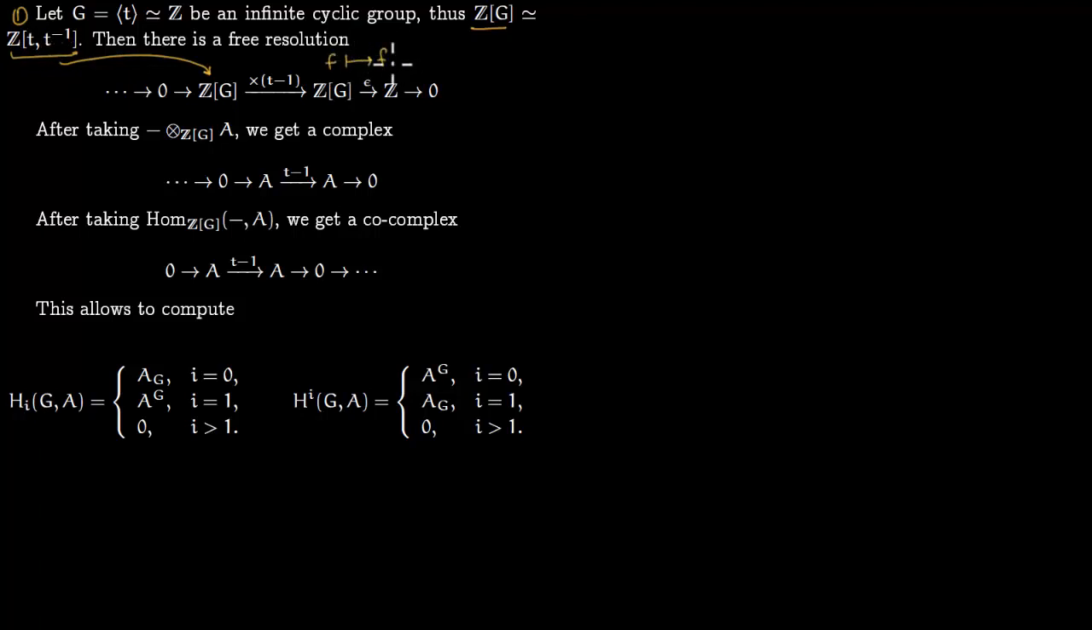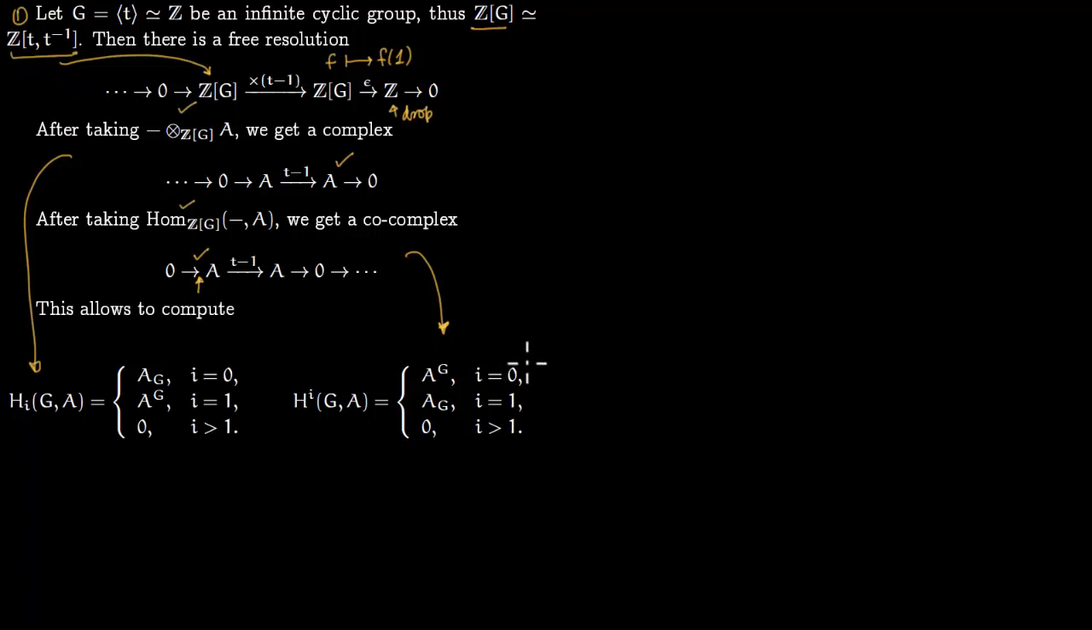So that will land you right here in integers. So again we have two maps. You apply the tensor functor and you apply the Hom functor. Obviously you drop this. So this thing is not exact right here, and this thing is not exact right here. So now you can compute homology and cohomology. So this tensor will give you homology and this will give you cohomology.